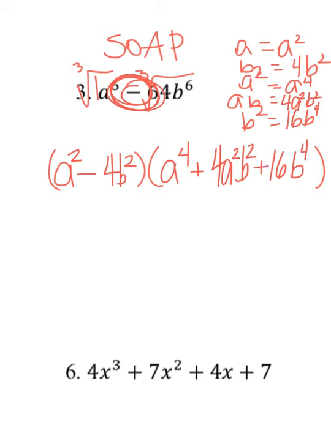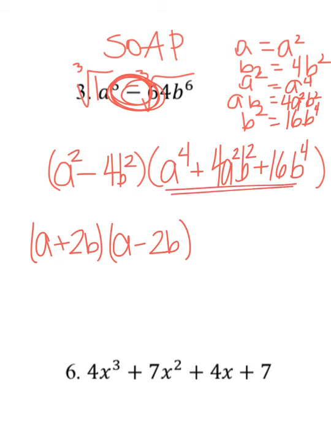If you look at this, though, your binomial out front, a squared minus 4b squared, you can factor that further using the difference of two squares. So the square root of a squared is a. The square root of 4b squared is 2b. One gets a plus, one gets a minus, and then this thing, you're never going to be able to do anything with the trinomial. So now you have a to the fourth plus 4a squared b squared plus 16b to the fourth.